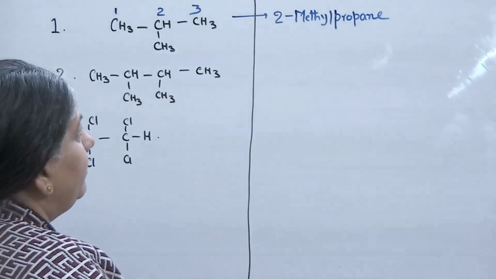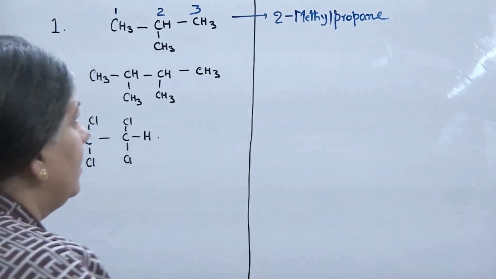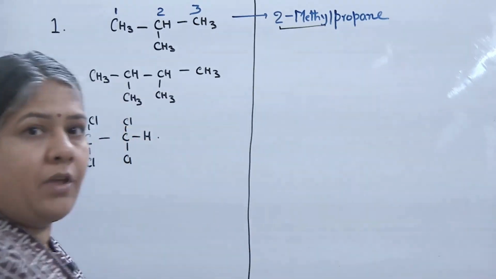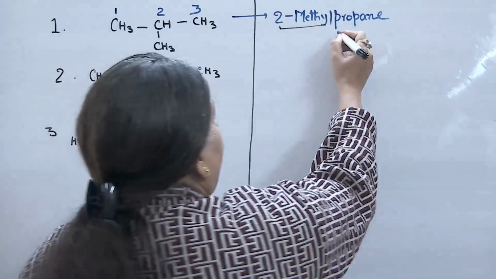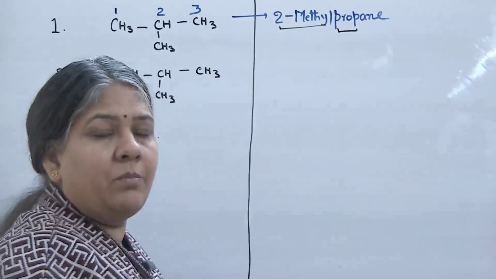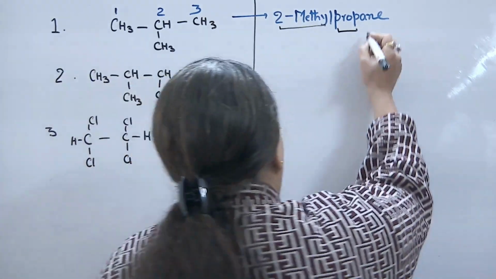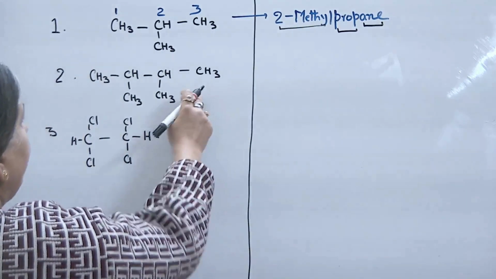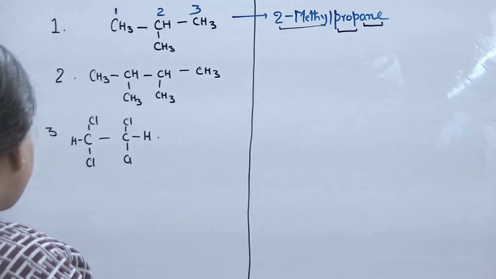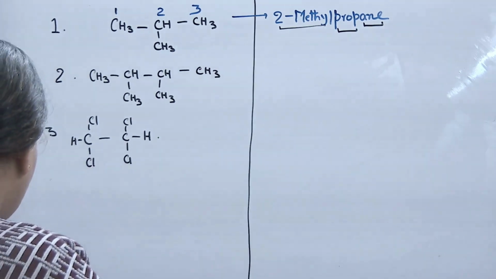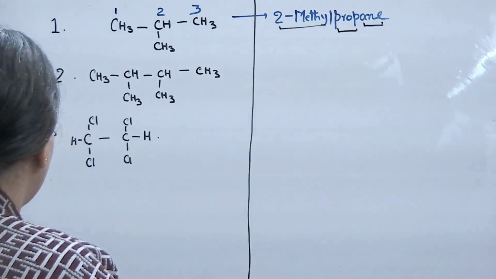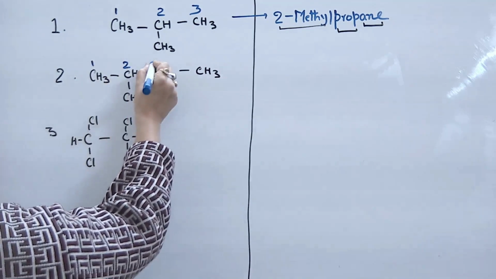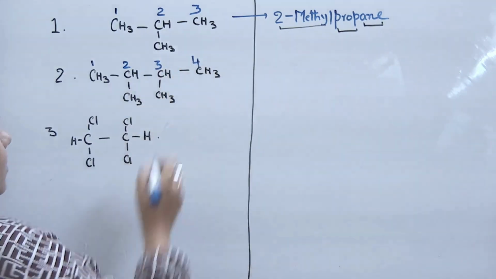So now we have the prefix, see, methyl, and the position of the substituent is mentioned. This is the root word prop, which comes from the longest carbon chain, and ane is the suffix that is added to it. Now let's number this one. See, again you can number it from either end. 1, 2, 3 and 4.